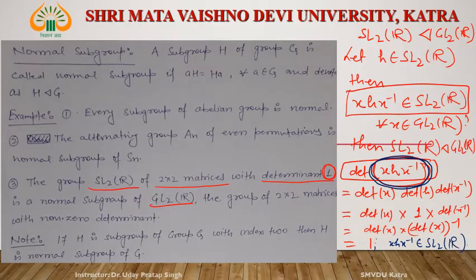Hence SL2R is a normal subgroup of GL2R, right? This is the result. If H is a subgroup of G with index 2, then H is a normal subgroup of G. Prove it. This is homework for you.